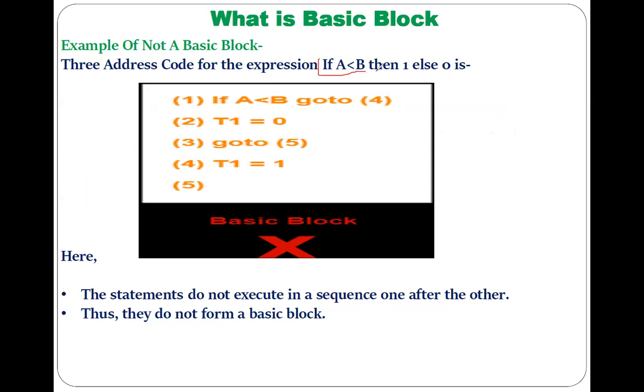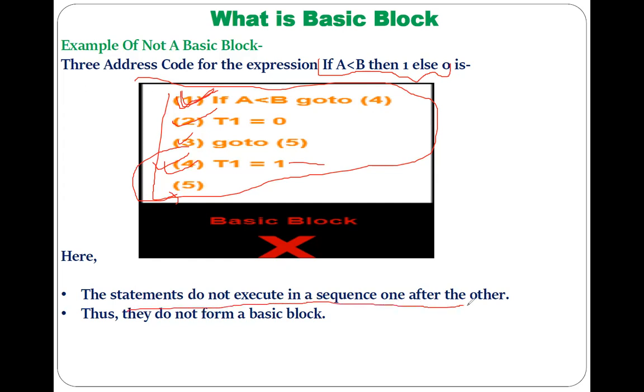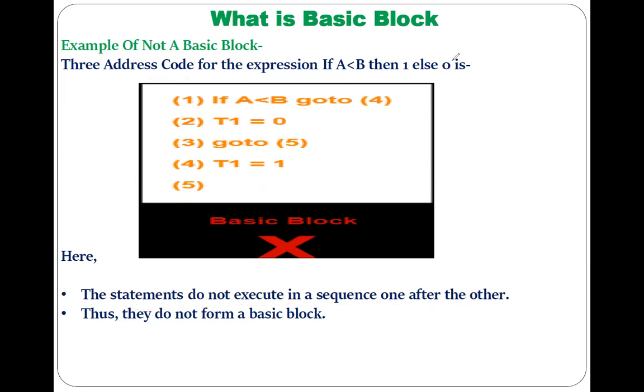For example, this is the example given: if a less than b, then 1 else 0. And for this we have this sequence of code as an intermediate code. Now you can see after the first instruction, you may directly jump to the fourth instruction, or you may go to the second. Then after the second, you may go to the third. But after the third, there is a possibility that you directly go to the fifth instruction by excluding the fourth. It means the statements are not executing in sequence one after the other. That is the reason this is not forming a basic block. This also, in detail, I already told you last time.